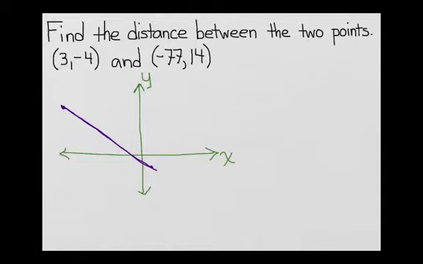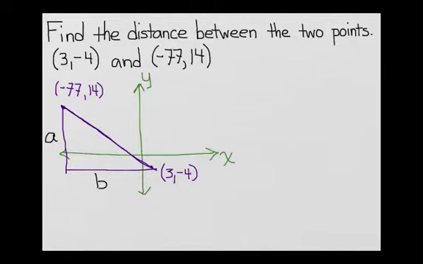So let me go ahead and label these with their coordinates. Negative 77, comma 14, and 3, negative 4. Now if I draw in here a horizontal and a vertical line, we can start to see what looks like a triangle. And we could label the lengths of those sides as A, B, and C.